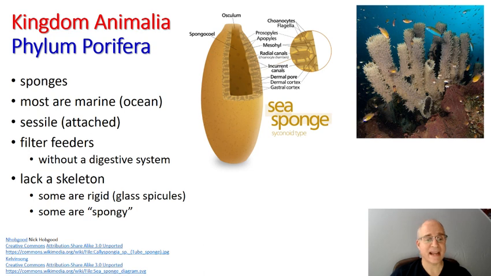The sponges do not have a skeleton. Some sponges, what we call the glass sponges, will have these little spicules of stuff like glass. That's why they're called the glass sponges. And that gives a little bit of shape to the sponge, but not all sponges are going to have it. And those sponges are spongy. You can wring them up, and that's why people use them for washing.